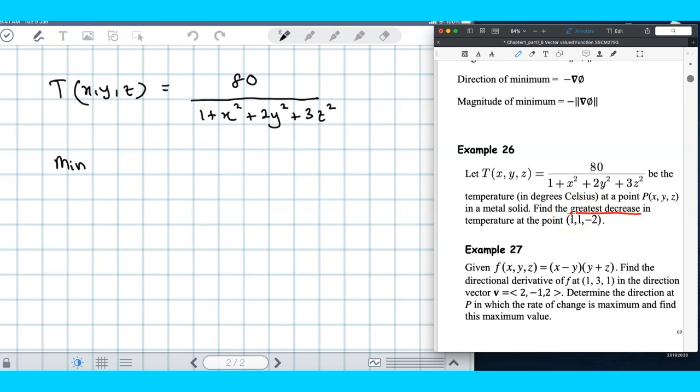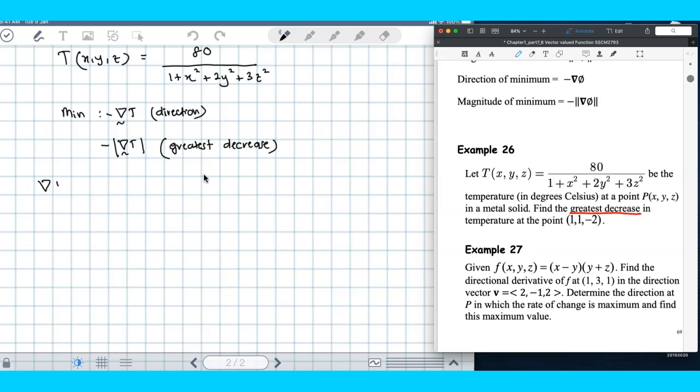So using the gradient, because the function here is T, so gradient T, we have to put the negative. That is about the direction, but the value itself, we have to put the negative of the magnitude of the gradient T. So this is the greatest decrease of the temperature. Okay, so in this case, what is the gradient T? Gradient T is T_x, T_y, and T_z.